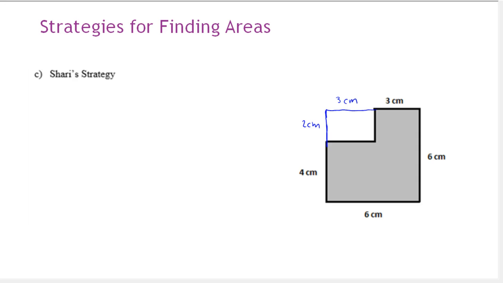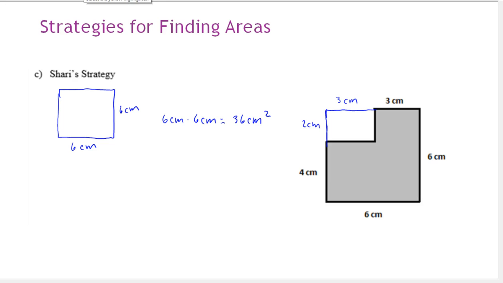Now, she's thinking, well, I'll find the area of this whole rectangle. So let's draw a picture. And this will be 6 by 6. So 6 centimeters times 6 centimeters is 36 square centimeters. Okay. But she says we over counted a little bit because this piece is not in the figure. So she wants to subtract off the area of this piece from this total.